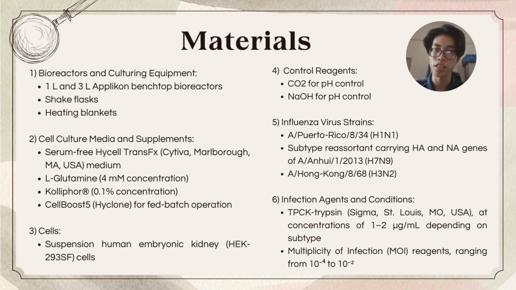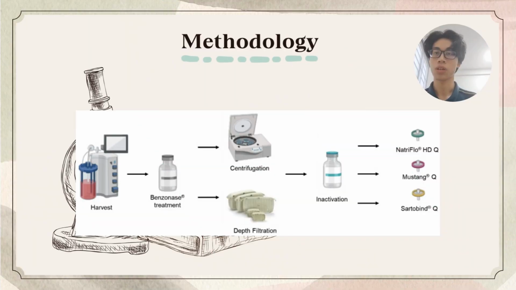Next are control reagents, which consist of carbon dioxide and sodium hydroxide for pH control. Furthermore, we will need influenza virus strains, which are H1N1, H7N9, and H3N2. Lastly are infection agents, which is TPCK trypsin at a concentration of 1 to 2 microgram per milliliter, depending on subtype and multiplicity of infection (MOI) reagents. The picture that you are watching right now is the preview for creating vaccines using chromatography analysis.